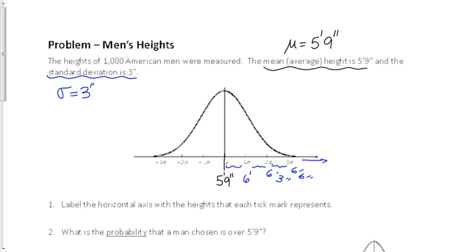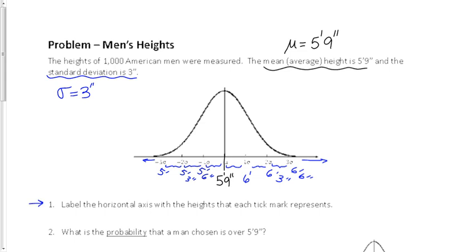Let's work down now. If I went 3 inches under to go less than the mean, that would be at 5 foot 6 inches. If I went down another 3 inches, I would be at 5 foot 3 inches tall. If I went down another 3 inches, I would be at 5 feet tall, and then I could go forever in the short direction. All right, so what does this mean? It says label the horizontal axis with the heights that each tick mark represents. That's what we just did.